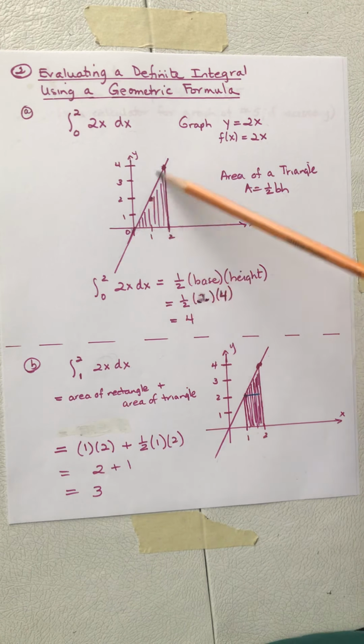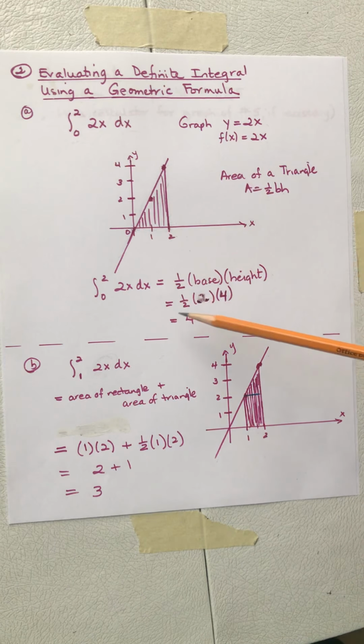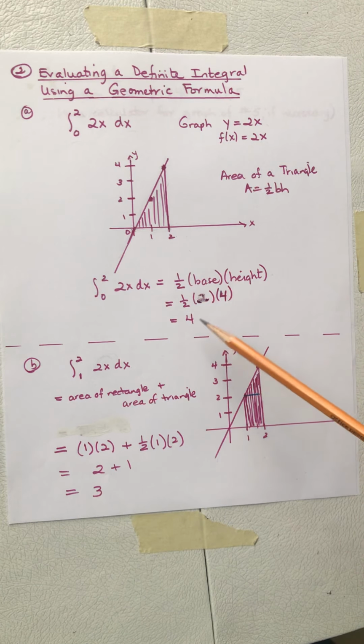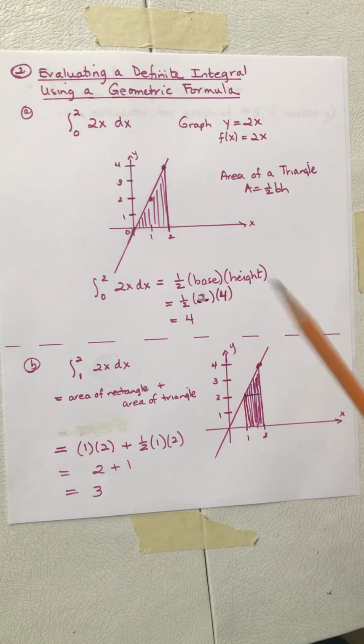So the area here is really 4 square units. I didn't put units because I didn't give you units, but it's really 4 square units because it's area. And there you have it. We use geometry to evaluate our integral.